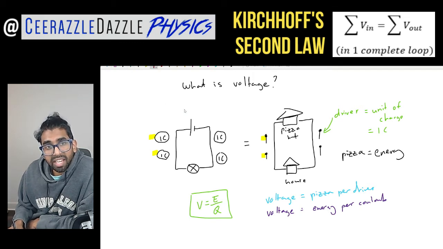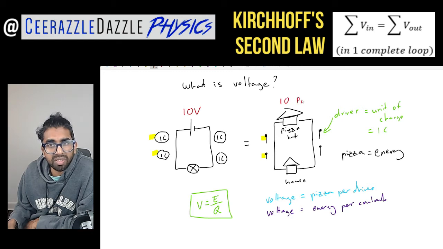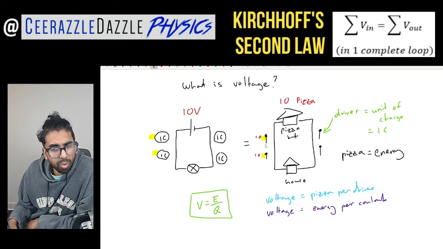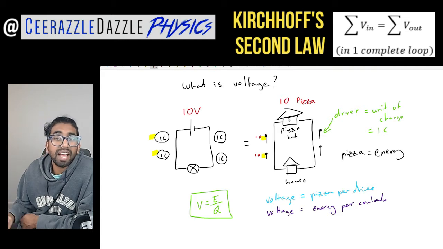Let's say we have 10 volts over here. Yeah, that's basically like having 10 pizzas over here. You pick up 10 pizzas. Okay, let's say you pick up 10 pizzas. You've got 10 here, you've got 10 here, and you're walking down. You've got one house on your route before you go back. How much are you going to drop off?